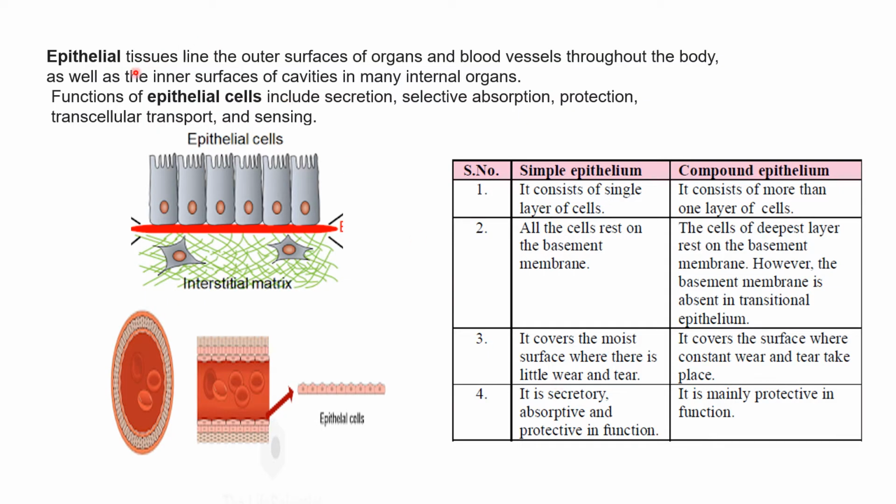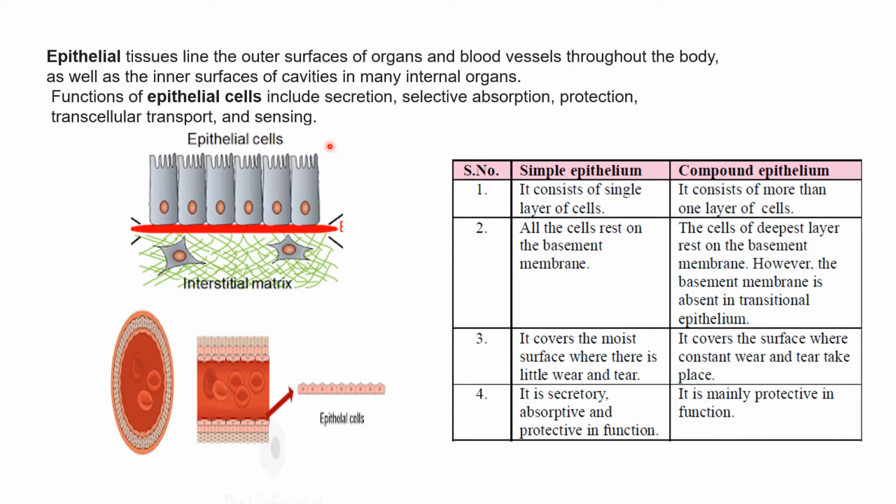Now let's see about epithelial tissue. So it lines the outer surface of the organ and the blood vessels throughout the body. As you can see over here, this is the blood vessel, this is the epithelial lining and this is the basement membrane. As well as the inner surface of the cavity in many internal organs, for example trachea or esophagus. Functions of epithelial cells include secretion, selective absorption, protection, transcellular transport, and sensing.